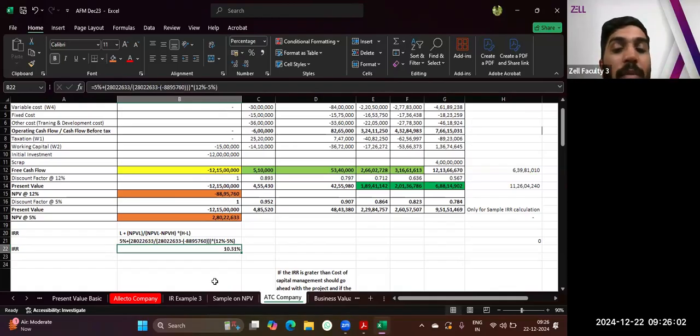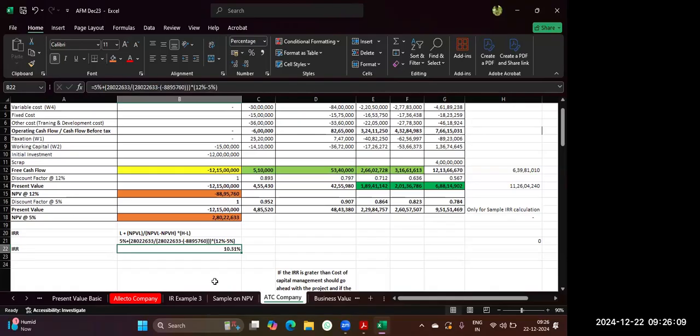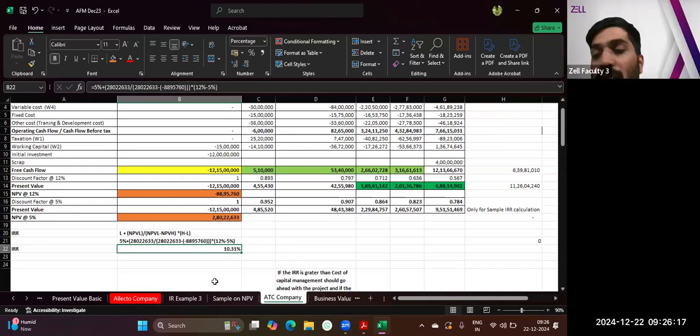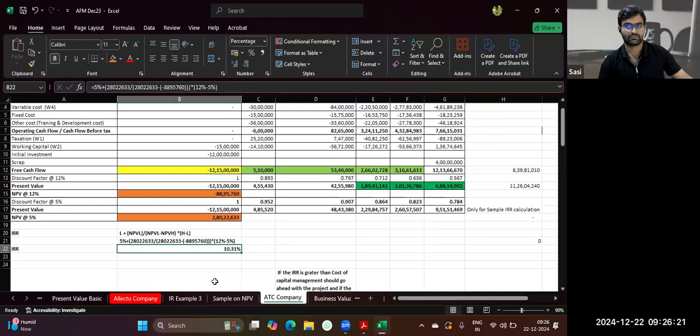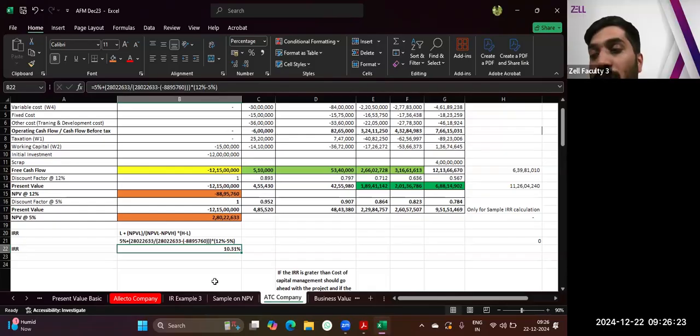Do you think we should take the project or not take the project? Not take the project. Why? Because its existing discount factor is 12%. The original discount factor is 12%. Clear?